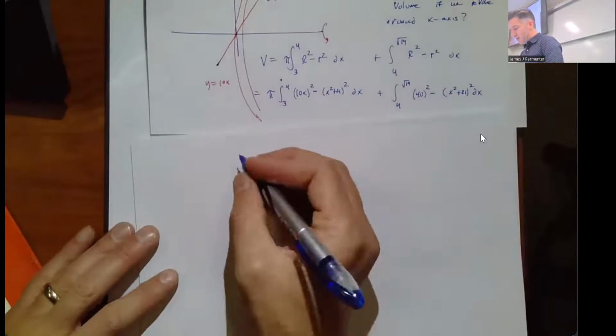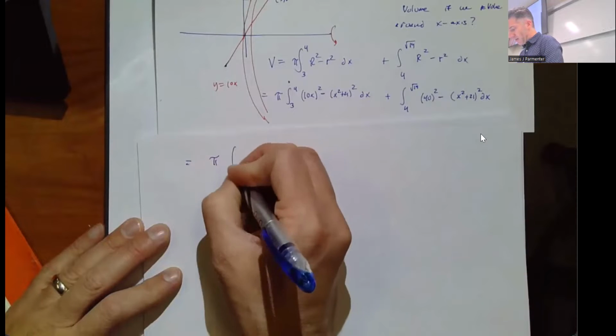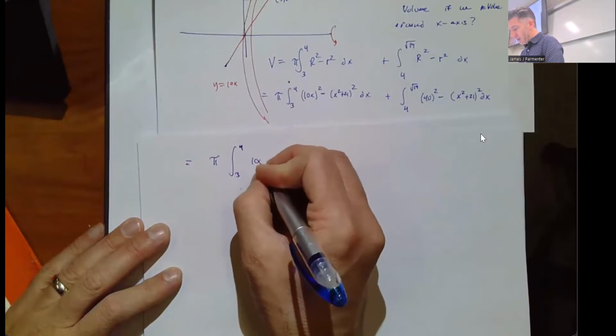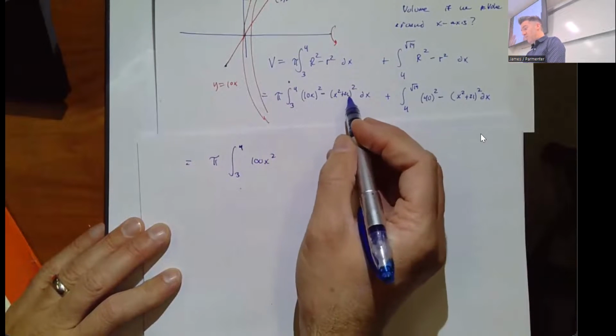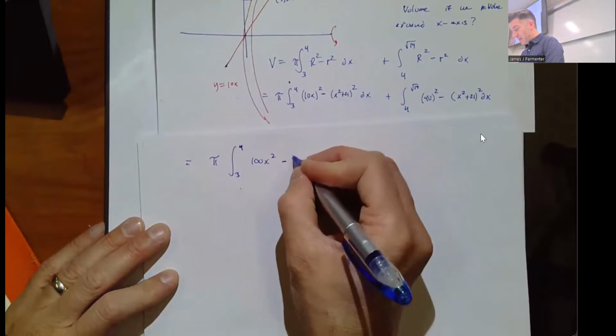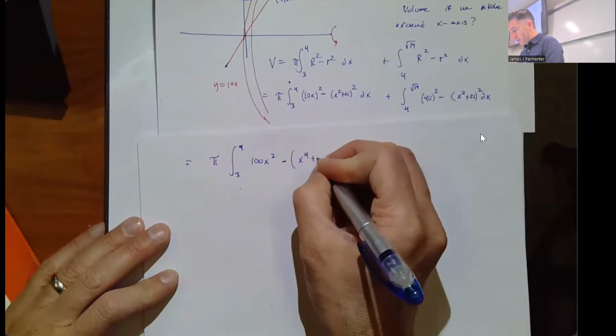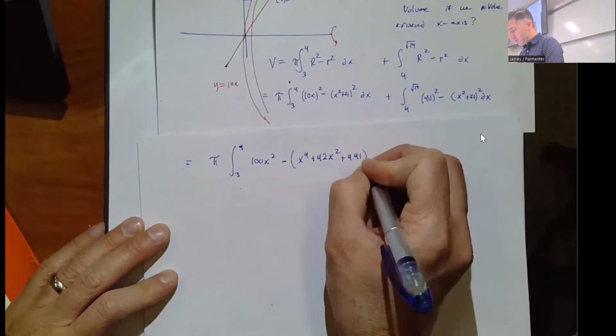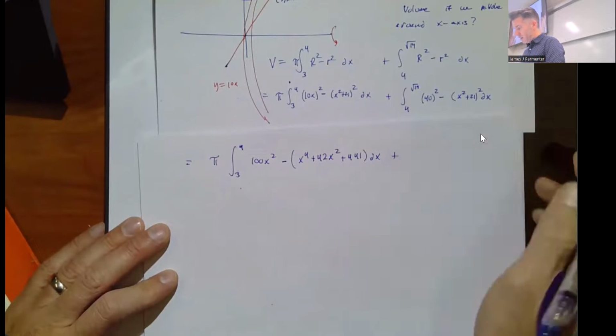If we write this out, this is going to be pi times the integral from 3 to 4. 10x squared is 100x squared, and then x squared plus 21 quantity squared is minus x to the 4th plus 42x squared plus 441. And then the same kind of deal over here.